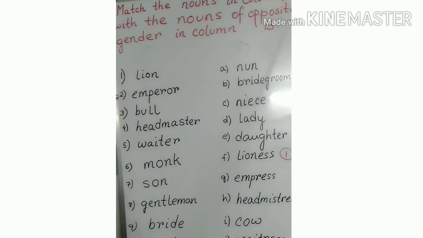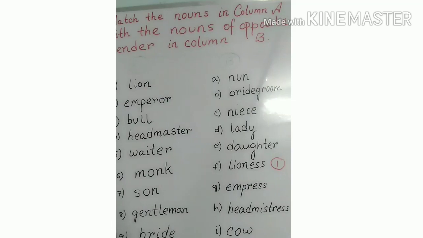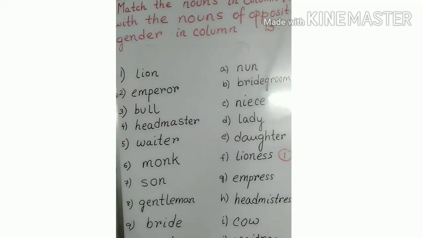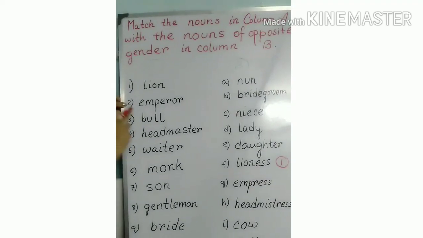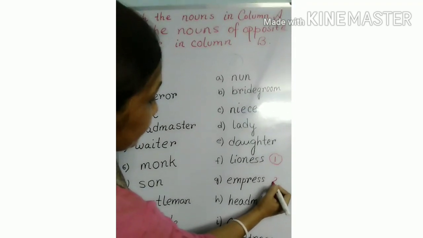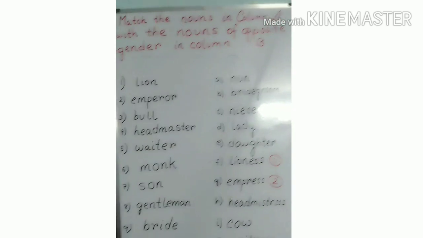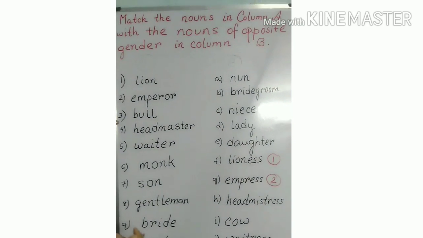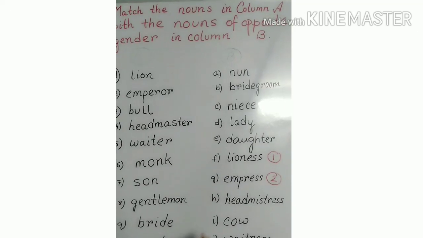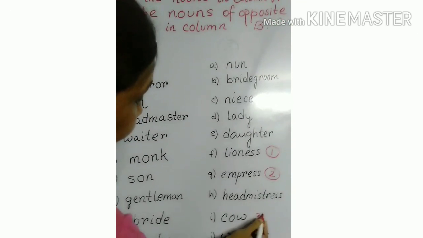What is the opposite gender of emperor? It's empress, that is here. So the number is 2. We will write 2 beside empress. Bull, opposite of bull is cow. Opposite gender of bull is cow. So here we have cow here.